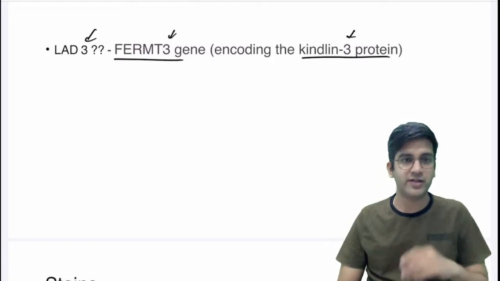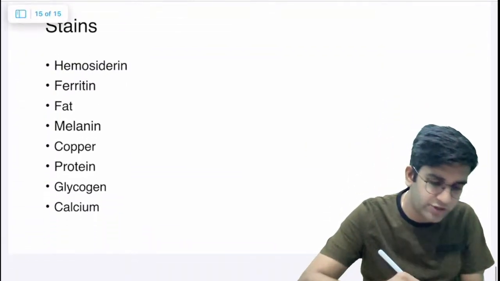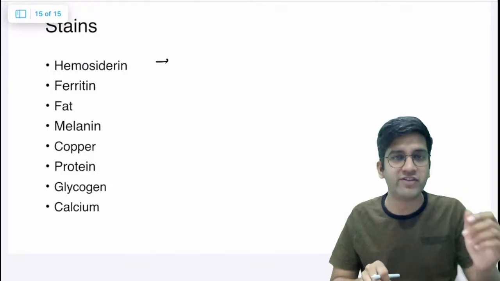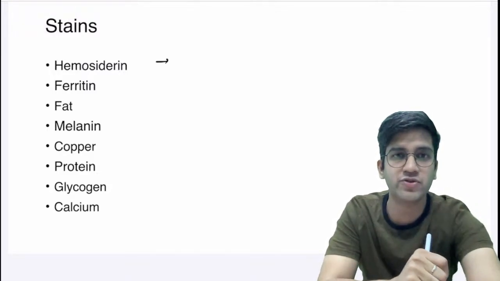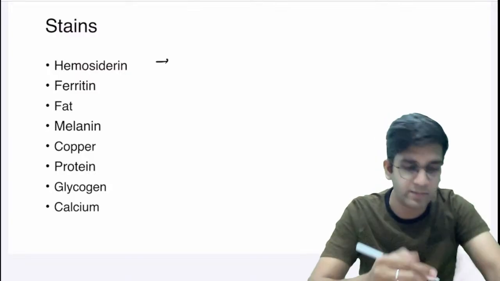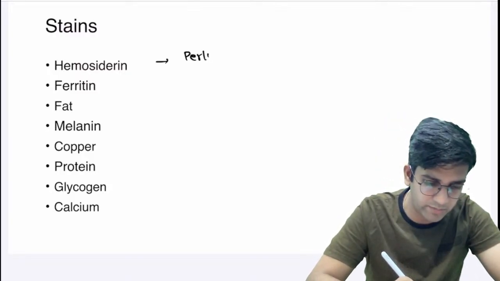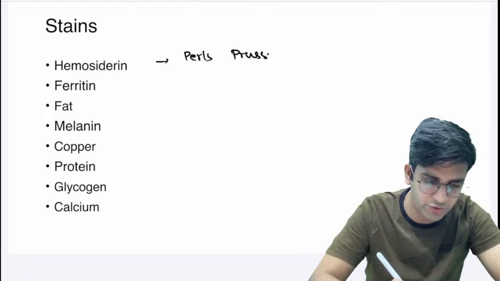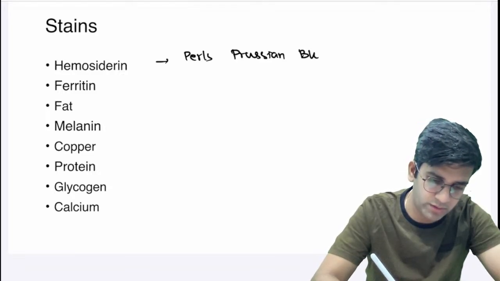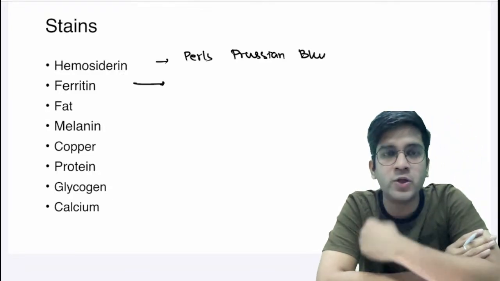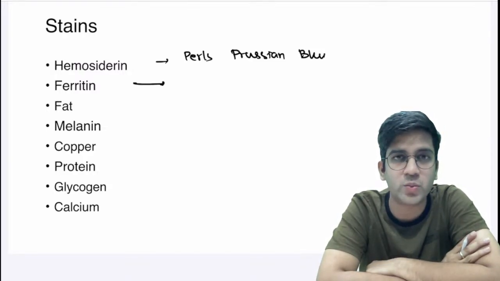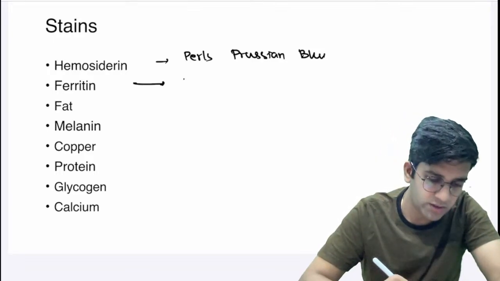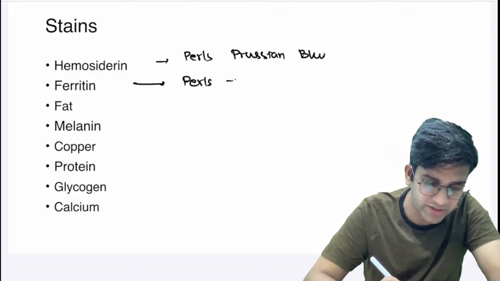Fine. Okay, perfect. Just a few stains. I want you to tell me the stains for each of them. Again, fastest finger first. What's the stain for hemosiderin? You guys know the answer. Hemosiderin, Perls, Prussian blue. Next question. Do you think ferritin will be stained by Perls? Yes or no? Ferritin. Will Perls highlight it or no? No. Ferritin is Perls negative.